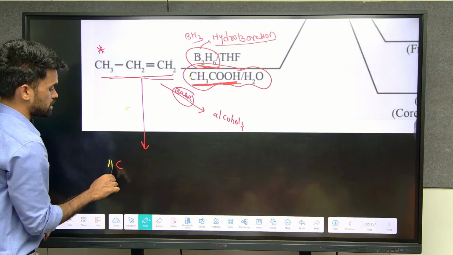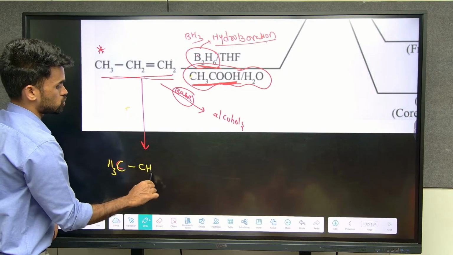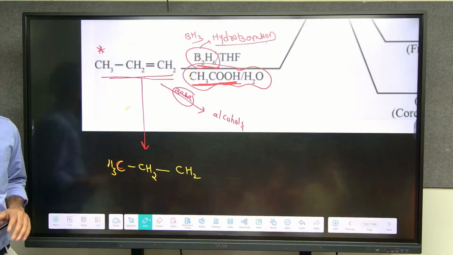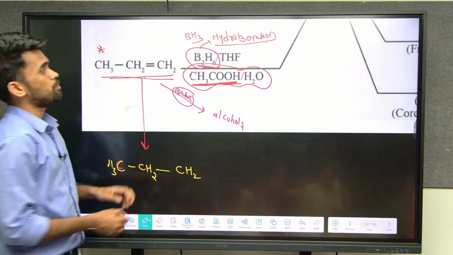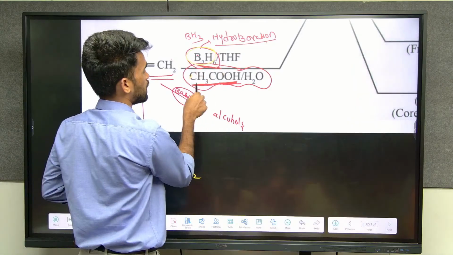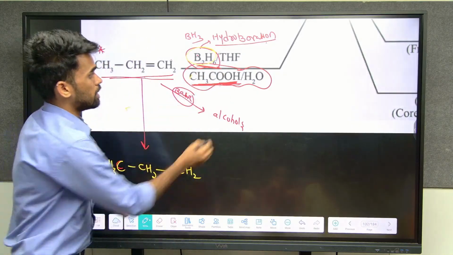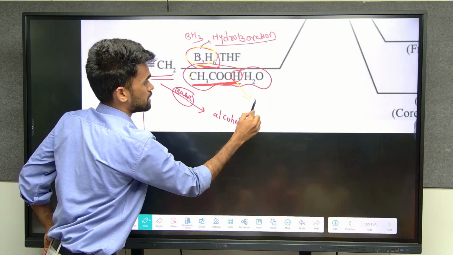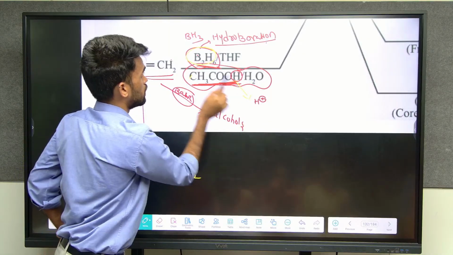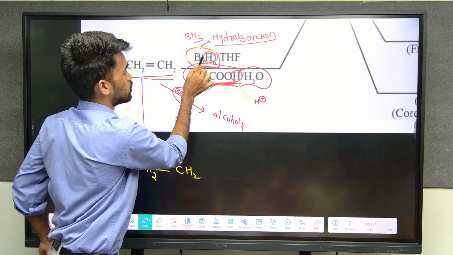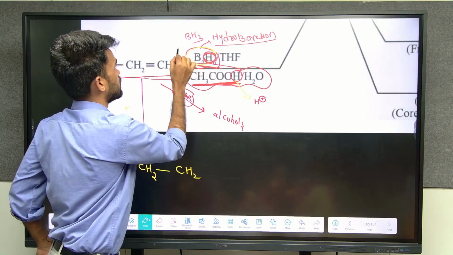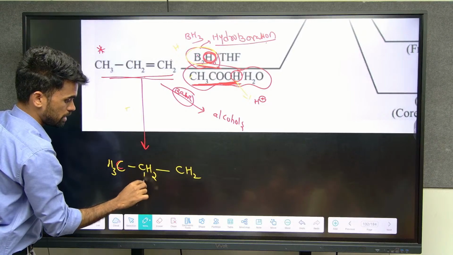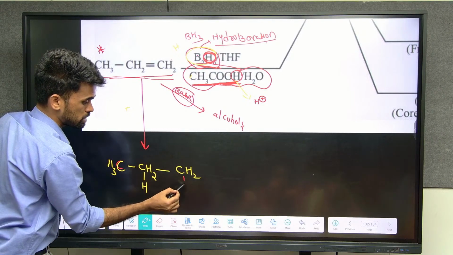Propane, like CH3, CH2, CH2. Okay, like this you write first. Now I am adding B2H6 and I am adding this thing. From here you will get one H plus. I am indicating this H plus coming from acid in red color. The hydrogen that comes from this borane I am indicating with yellow color. So that yellow color hydrogen comes here, that red color hydrogen comes here.